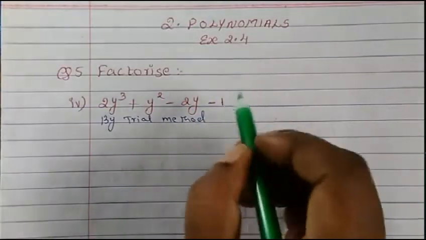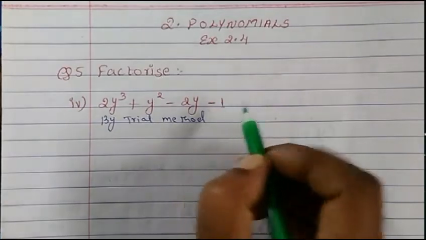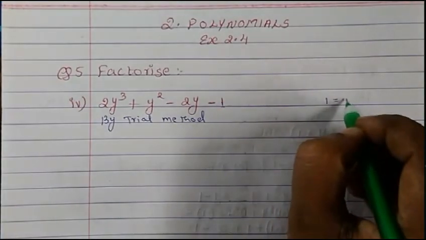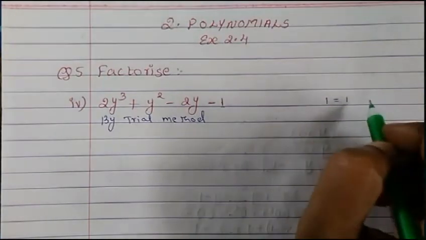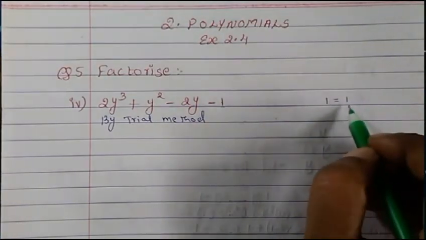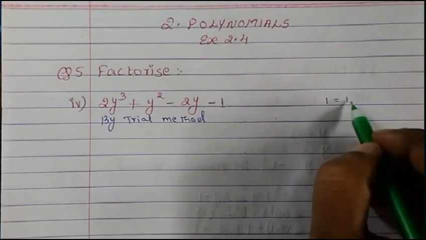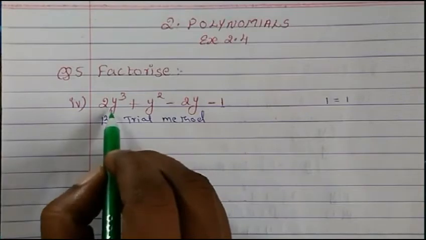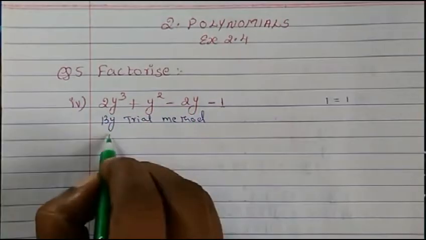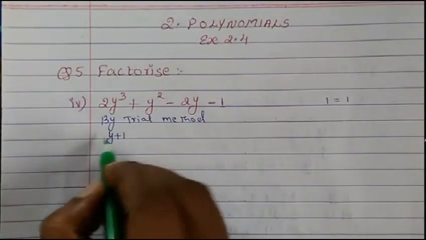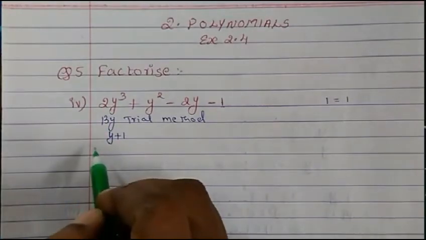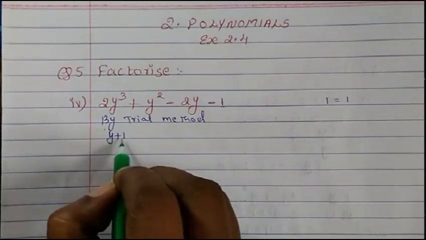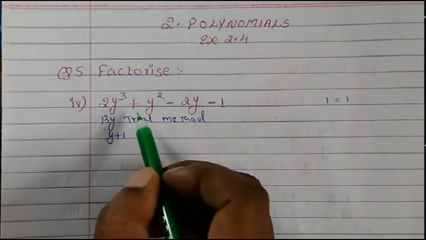By trial method. How do we do that? We take the constant. Here we have constant 1. For 1, what are the factors? It could be 1 only, there are no other factors. Now to find out whether it is plus 1 or minus 1, we have to do it by trial method. Since the variable given here is y, we will take y plus 1, because till now we were taking x plus 1. Here the variable is y, so we write y plus 1.